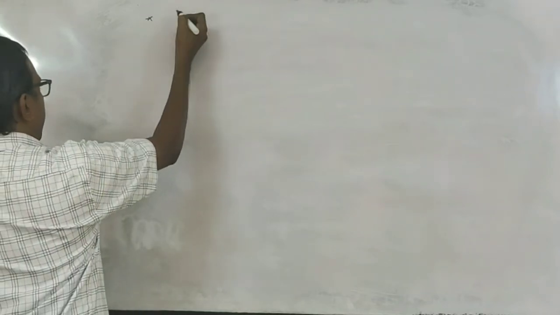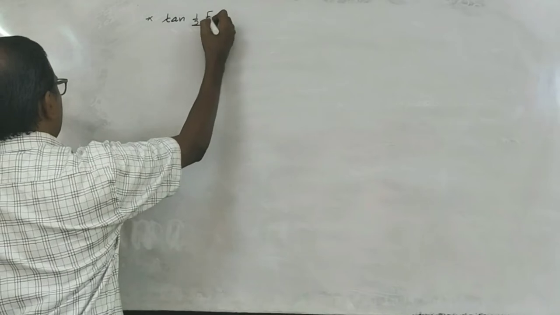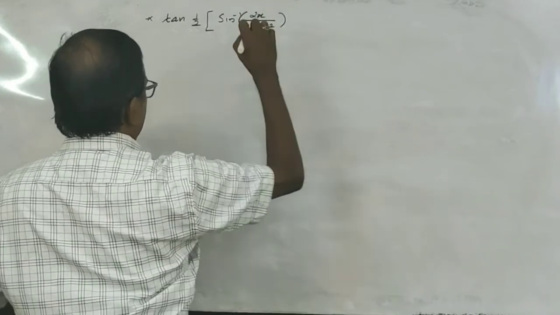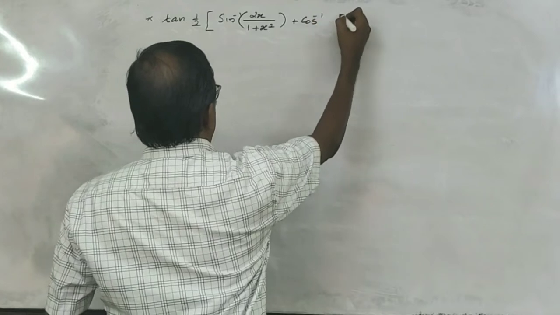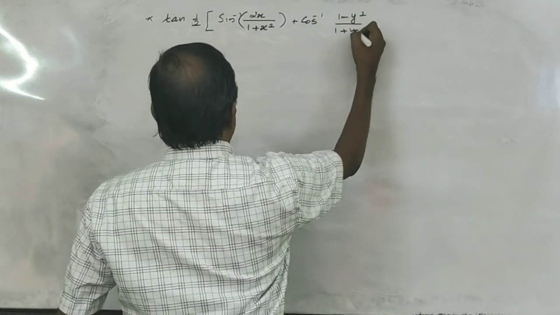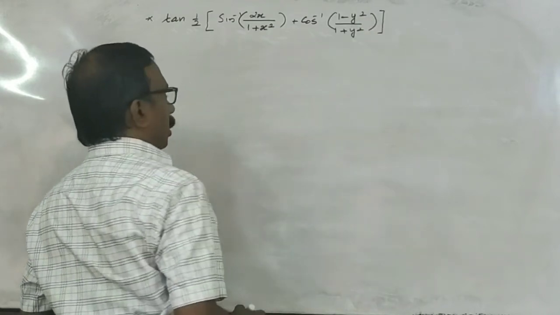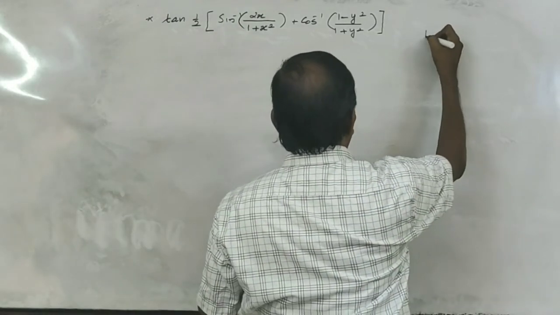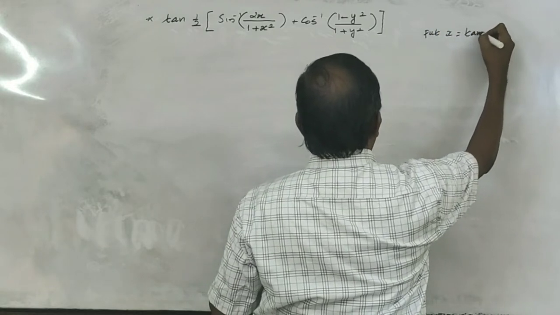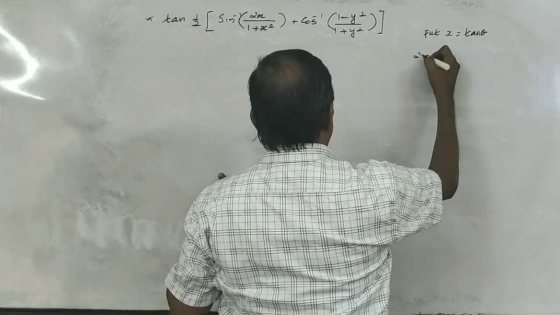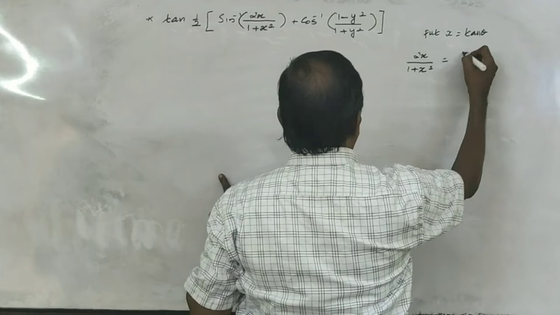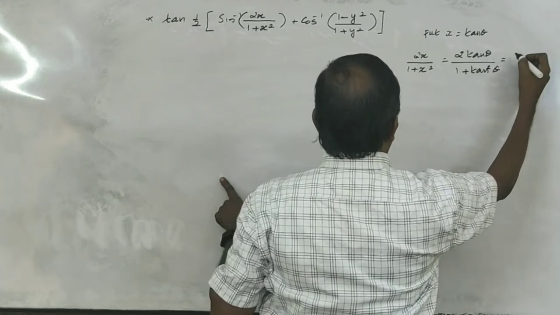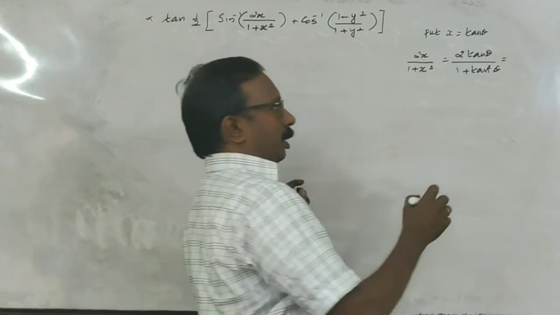Find the value of tan of 1 by 2 into sine inverse of 2x by 1 plus x square plus cos inverse of 1 minus y square by 1 plus y square. Find the value of this function. Here, if you put x is equal to tan theta, then 2x by 1 plus x square becomes 2 tan theta by 1 plus tan square theta, that is sine 2 theta.